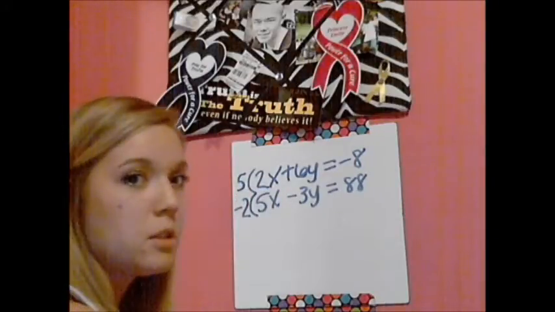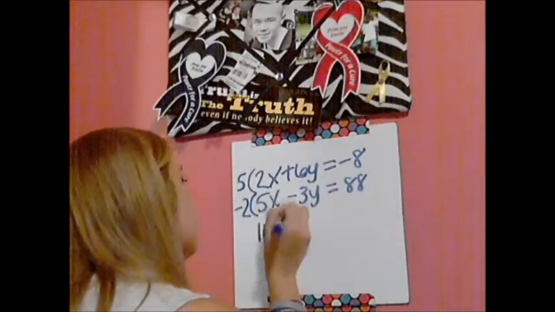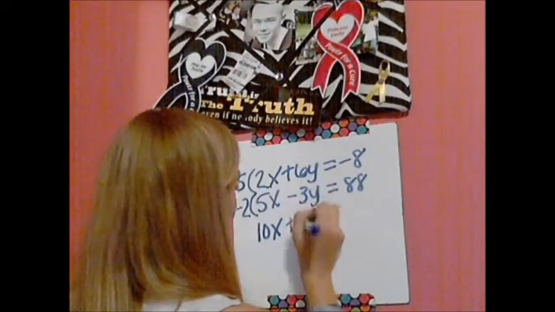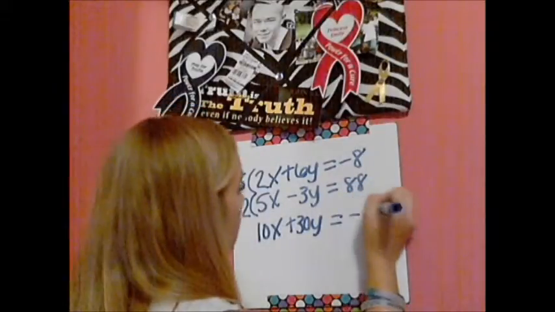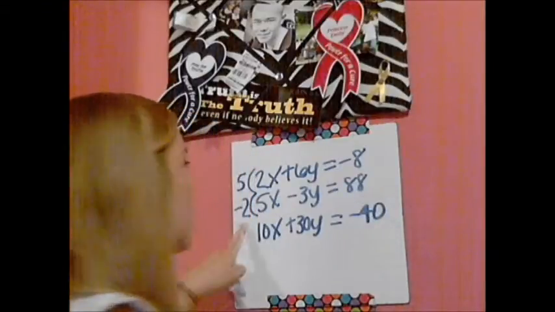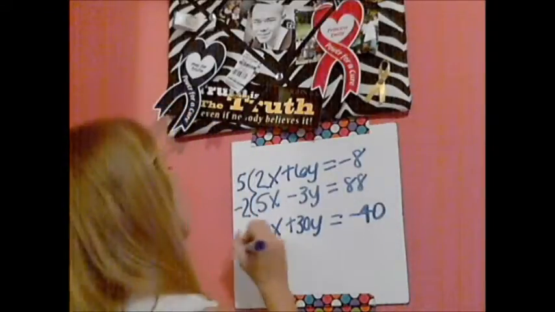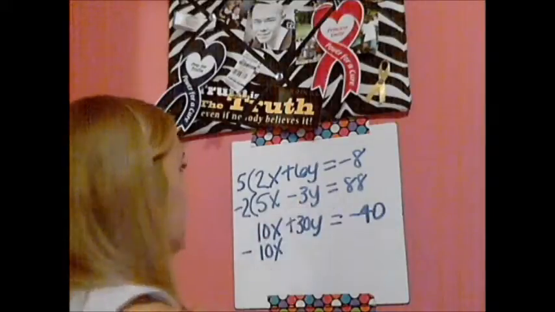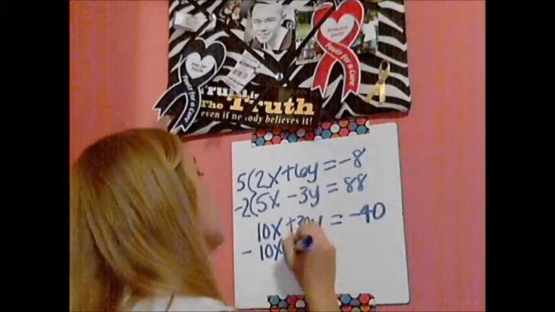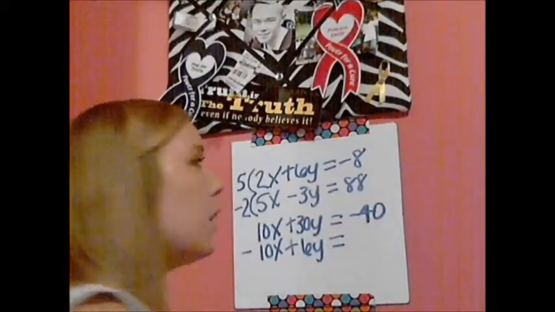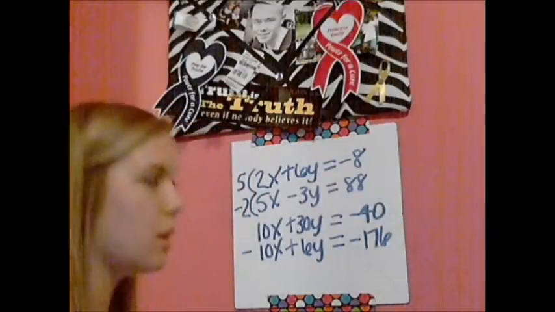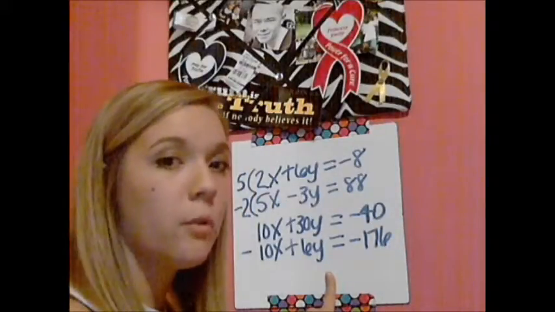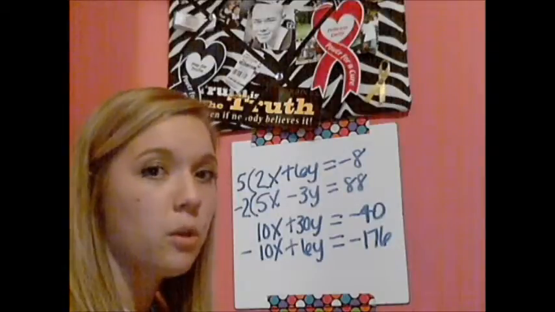So 5 times 2 equals 10x. 5 times 6y equals 30y. And 5 times negative 8 equals negative 40. Negative 2 times 5x equals negative 10x. Negative 2 times negative 3y equals positive 6y. And negative 2 times 88 equals negative 176.